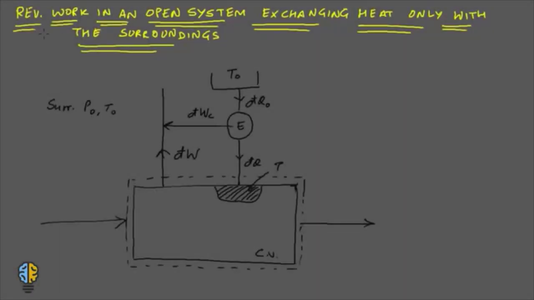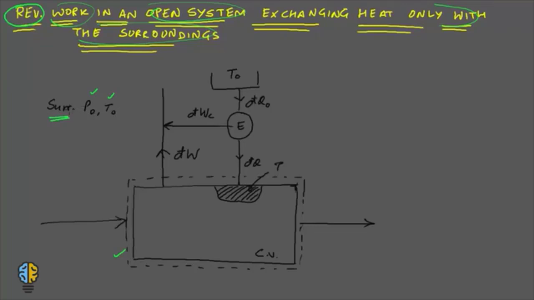Now let's talk about the reversible work in an open system exchanging heat only with the surroundings. For this, let us consider an open system which is exchanging energy only with the surroundings at constant temperature. So let us say this is the surroundings and this is the open system. The conditions of the surroundings are pressure P0 and temperature T0.